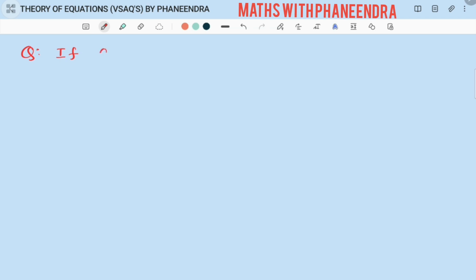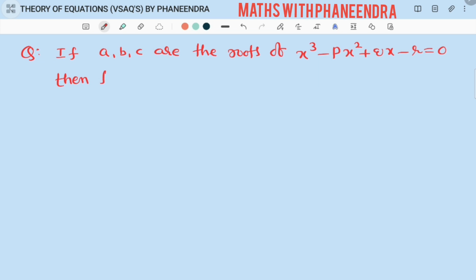If a, b, c are the roots of x cube minus p x square plus q x minus r equal to 0, then find 1 by a square plus 1 by b square plus 1 by c square. A good question.